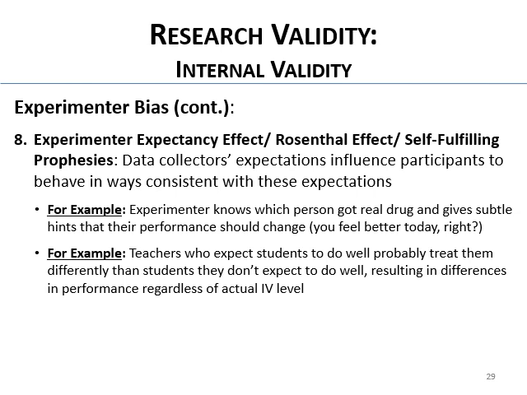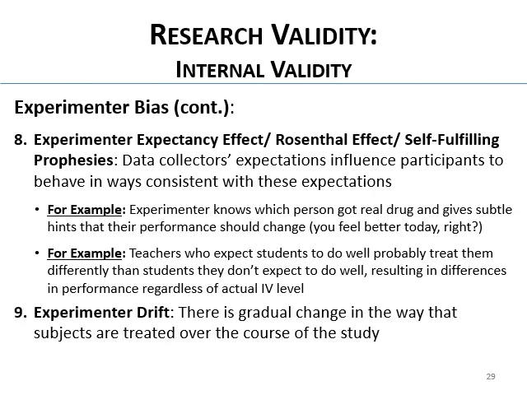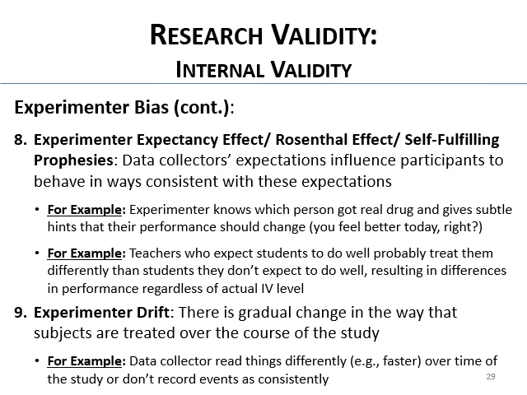And that results in differences in performance regardless of what program they're in or what treatment they're in, etc. So experimenter drift is when there's just a gradual change in the way that subjects are treated over the course of the study. So it's kind of like an instrument decay or a researcher change. Data collectors may read things faster over the course of the study, or just differently, or more specifically because they learn they need to, or they don't record things as consistently. So you get changes over time that may look like effects of your independent variable, when in reality it's just drifting. It's like instrument drift, but for the experimenter.